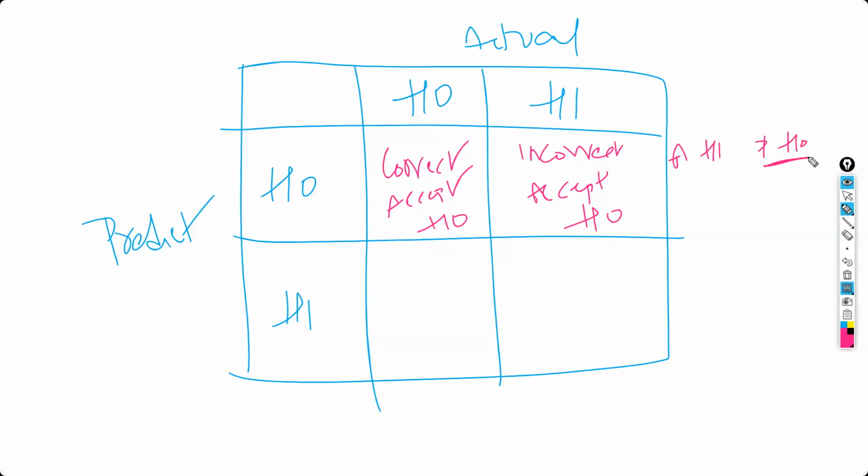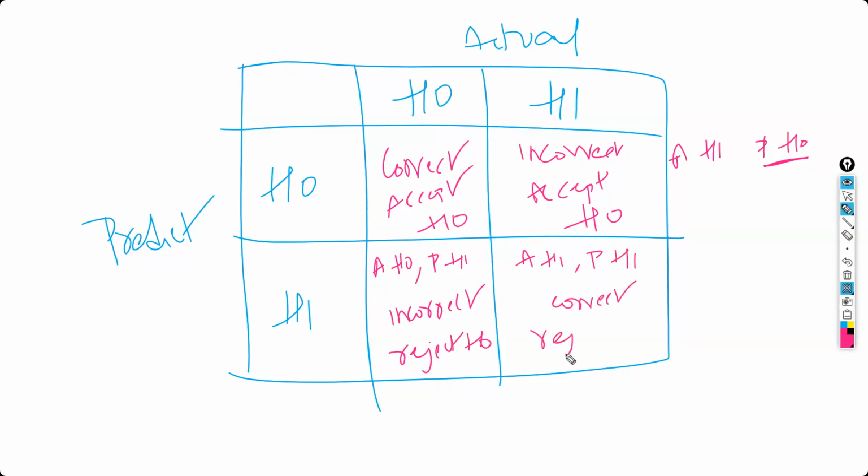Now coming to cell number 3. What is actual? Actual is H naught. What is predicted? H1. Okay. Then is it correct or incorrect? Incorrect. Reject H naught. Next, what is actual? What is predict? And what is correct or incorrect? Correct rejection of H naught. That's it.